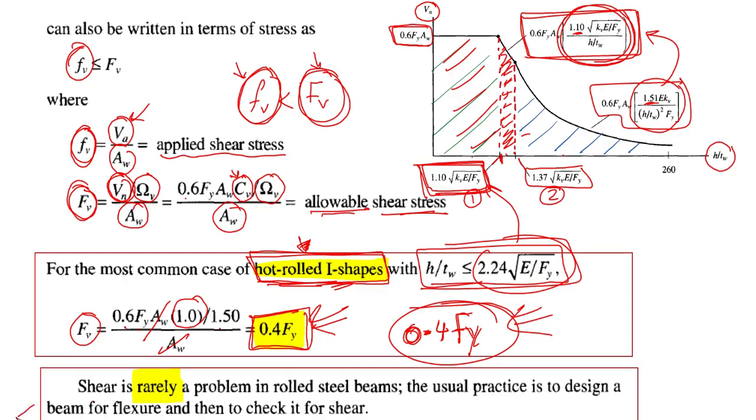And the last hint here is that shear is rarely a problem in rolled steel beams, and this is a fact.